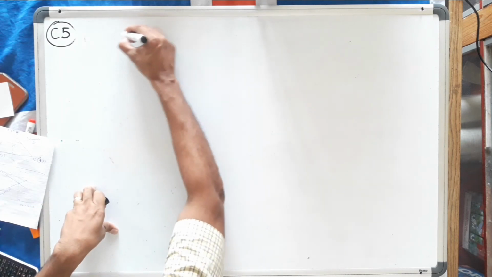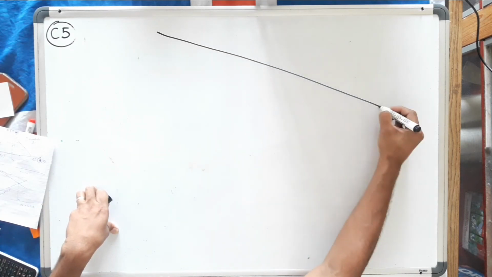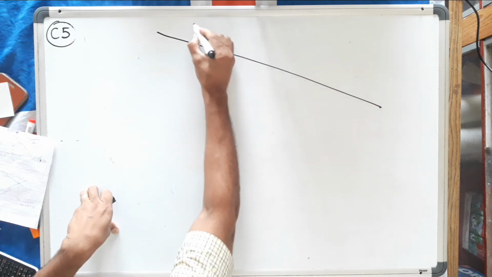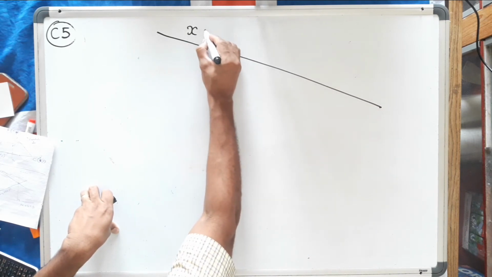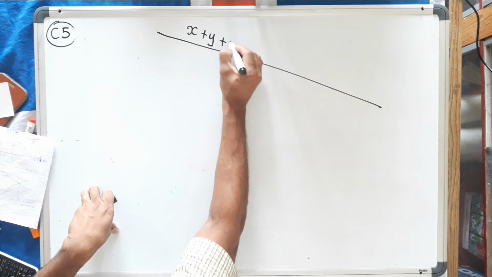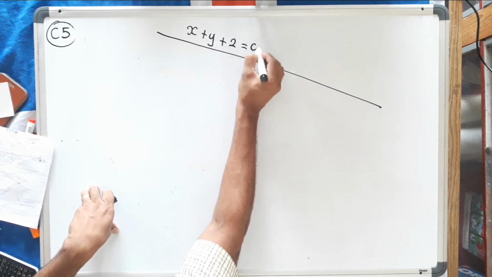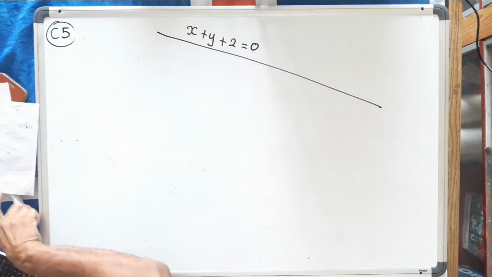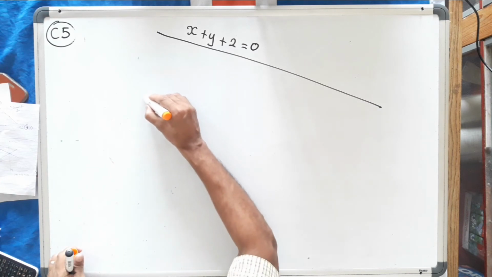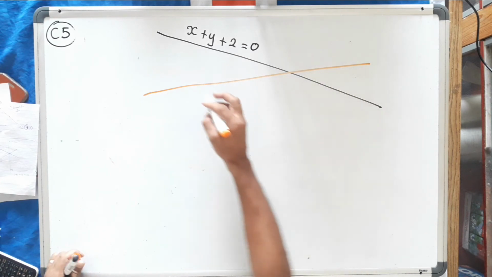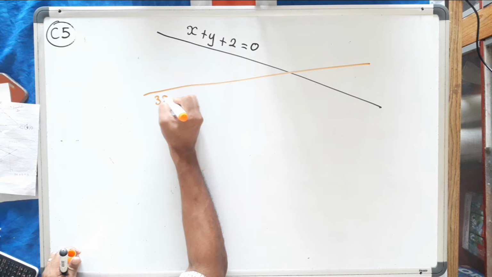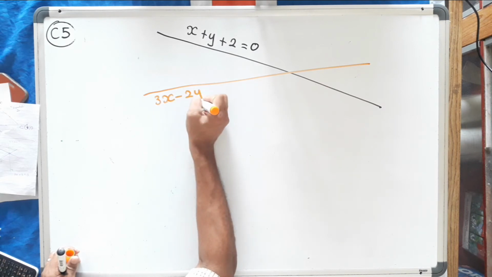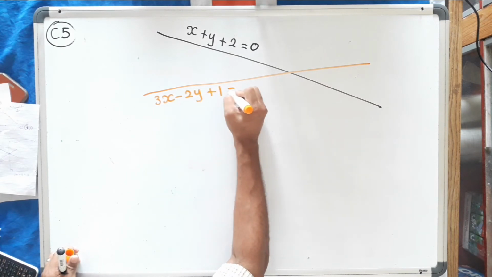Alright. Now in this one, I'm going to be moving a little bit quicker. Let's say I have two lines. Hope I draw them properly. The equation of this line is x plus y plus 2 is equal to 0. And I have an orange line. The orange line is coming like this. Boom. It's 3x minus 2y plus 1 is equal to 0.